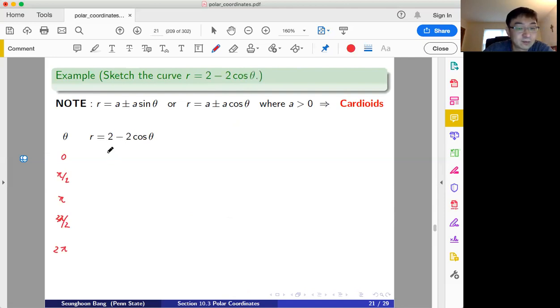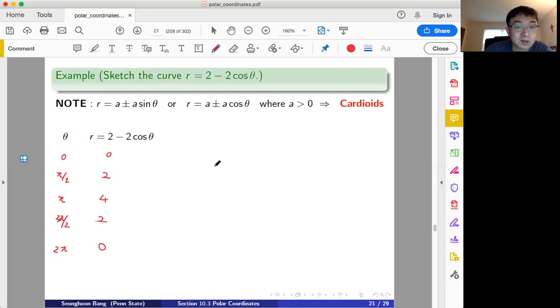Is it right? You plug pi over 2. Cosine of pi over 2 is 0, so 2 minus 2 times 0 is 2. You plug pi. Cosine of pi is minus 1. Minus 1 times negative 2 is positive 2. 2 plus 2 is 4. You plug 3 pi over 2. Cosine of 3 pi over 2 is 0. 2 minus 2 times 0 is only 2. You plug 2 pi. Cosine of 2 pi equals 1. We have 2 minus 2 is 0.